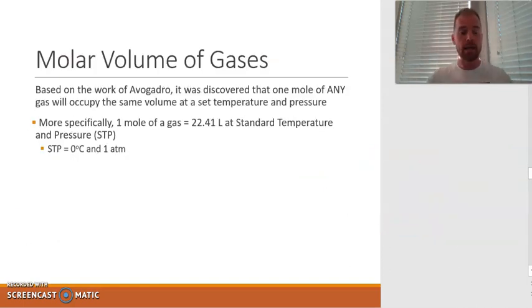All right, we are going to get into some calculations here, but before we do, we need to talk just briefly about molar volume as well as molarity. So we first talked about molar mass. Let's talk a little bit about molar volume. What do we mean by that?